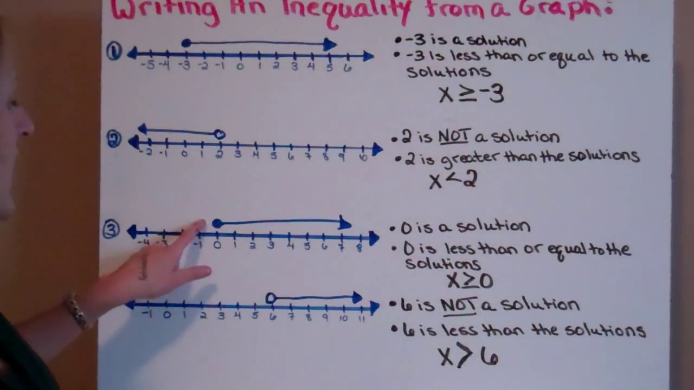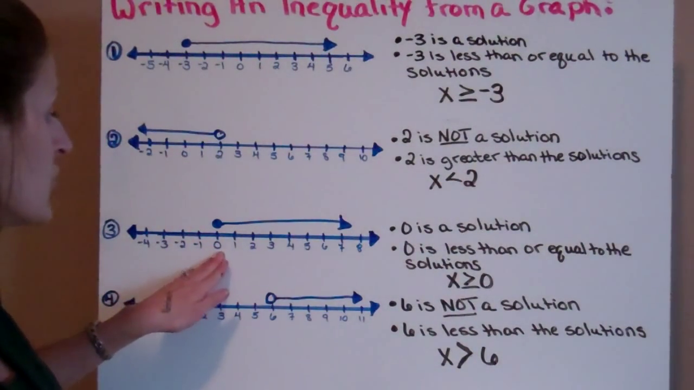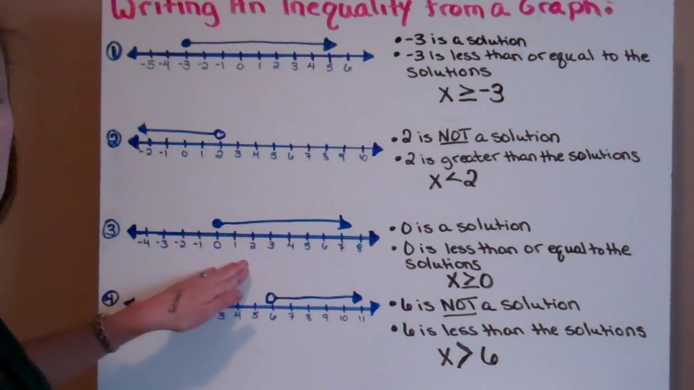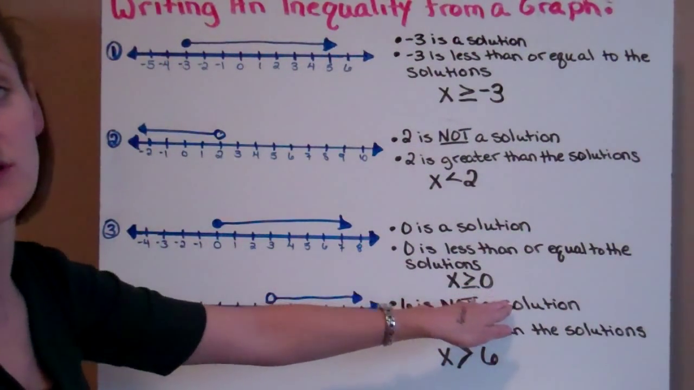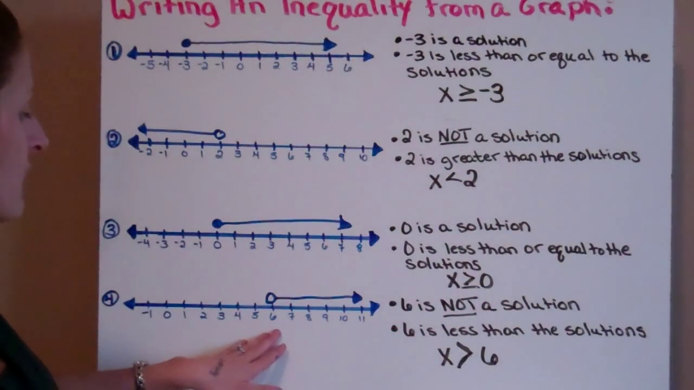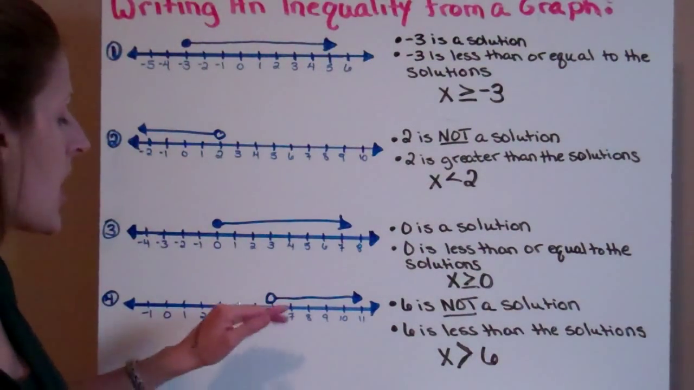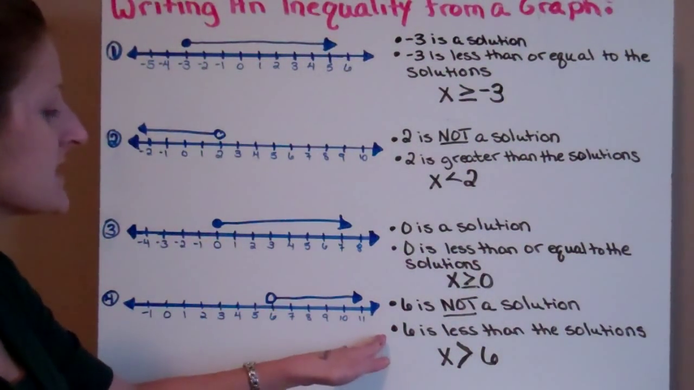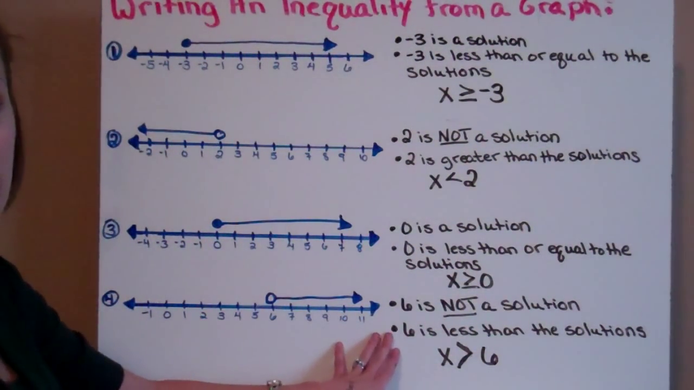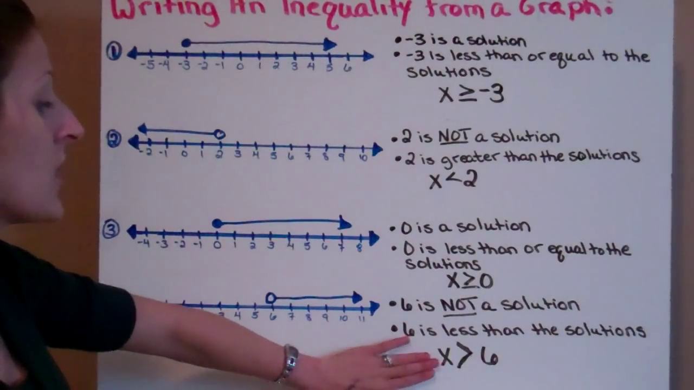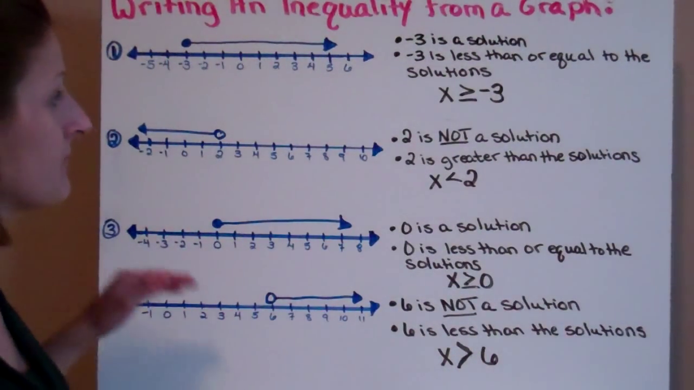Alright, number 3, we've got a closed circle again, so that means it's equal to. So I'm going to say 0. Notice it's the smallest number in the solutions. So x is going to be everything greater than or equal to 0. And number 4, we have an open circle on 6. That means 6 cannot be a solution. And notice that everything greater than 6 is a solution. And 6 is the smallest number. So it's less than these x values. So x is going to be greater than 6 as your inequality.